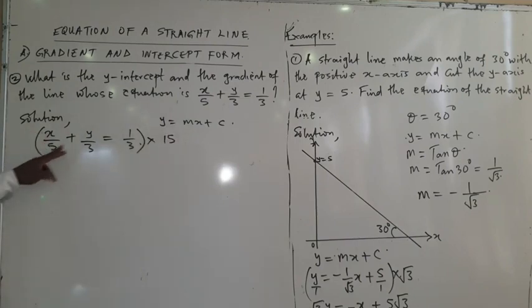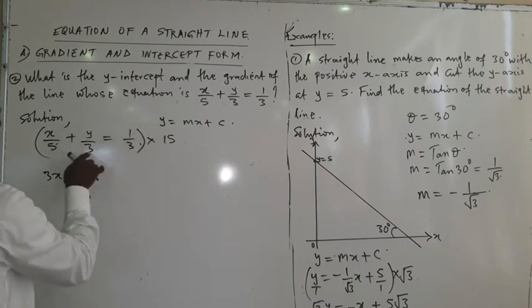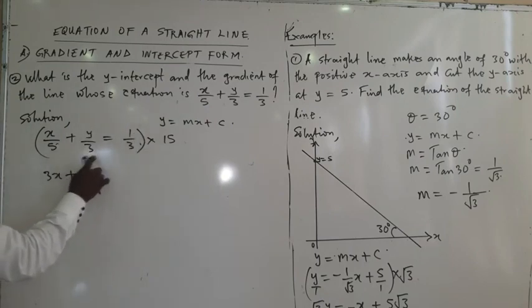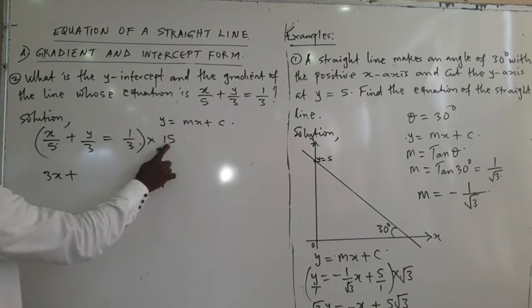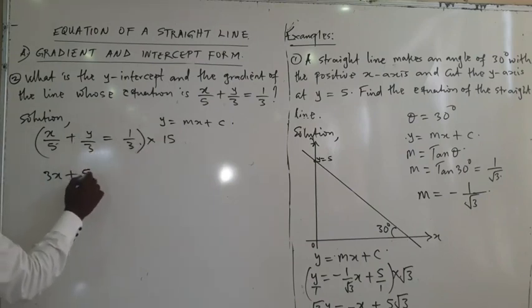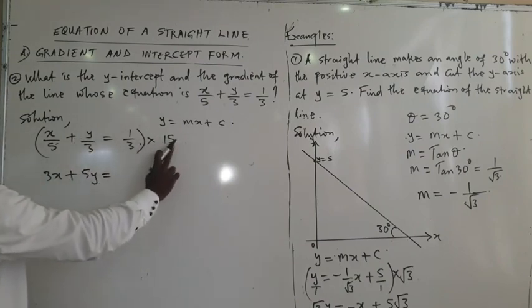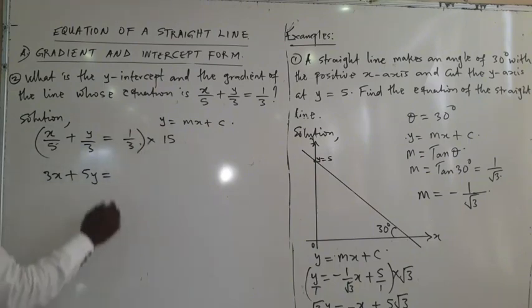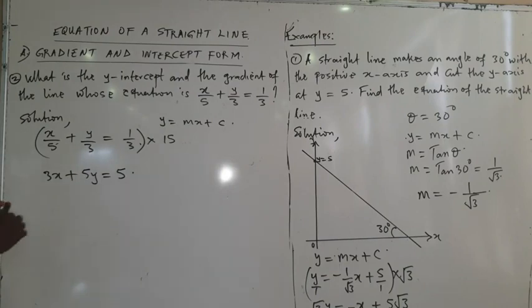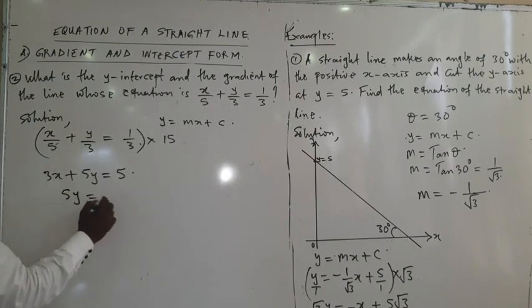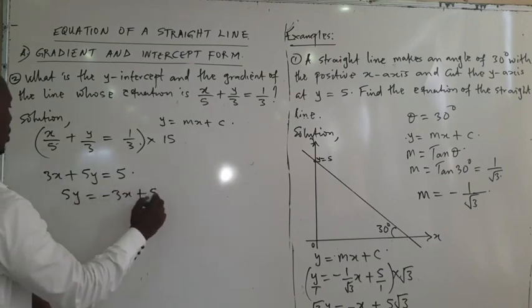So x over 5 multiplied by 15: 5 into 5 is 1, 5 into 15 is 3, so 3x, plus y over 3 multiplied by 15: 3 into 3 is 1, 3 into 15 is 5. So 5 multiplied by y, that's 5y, equals 1 over 3 multiplied by 15, that is 5. So the next thing to do is to transfer 3x to the other side. So we have 5y equals minus 3x plus 5.